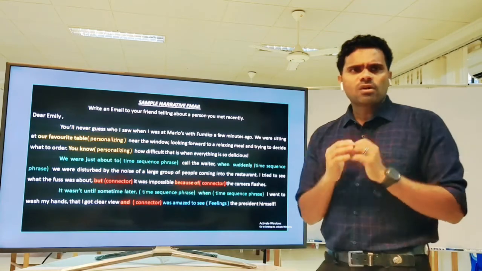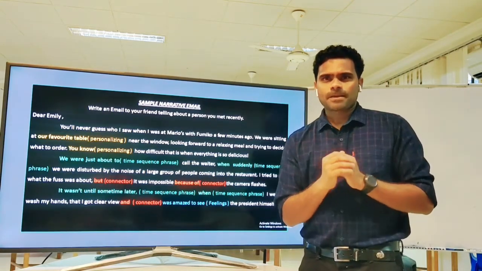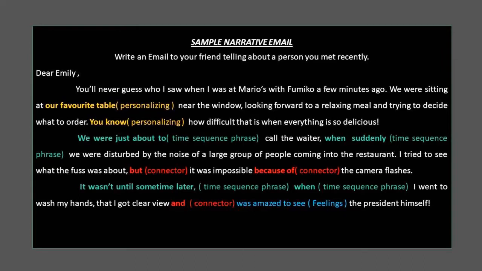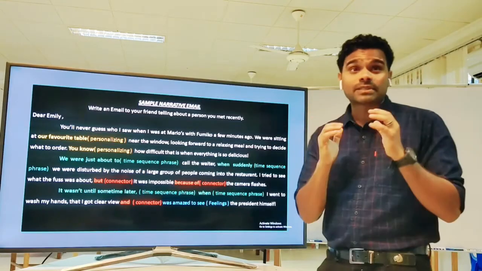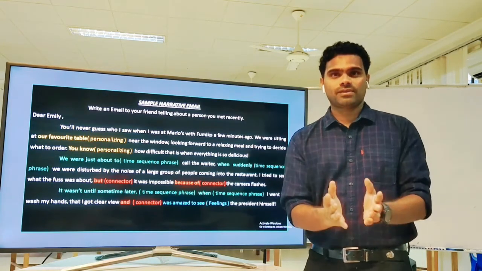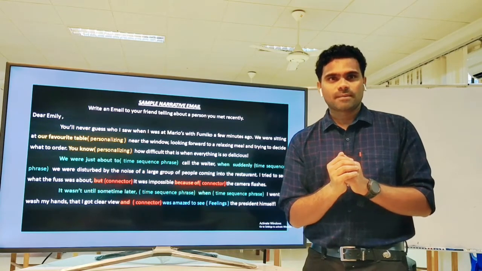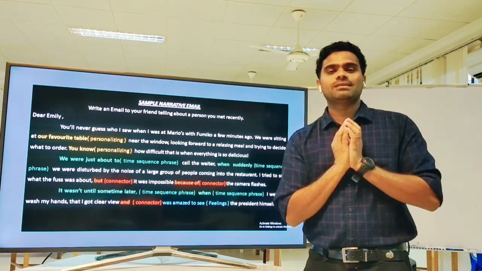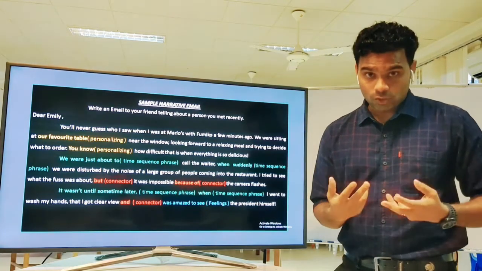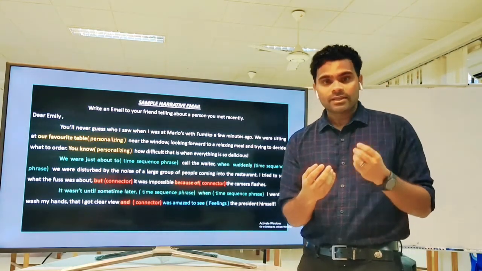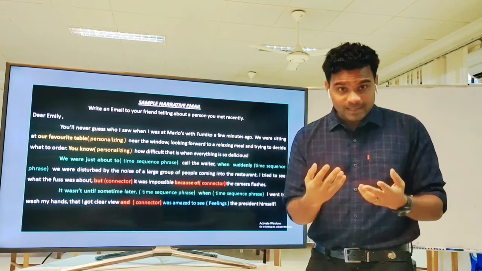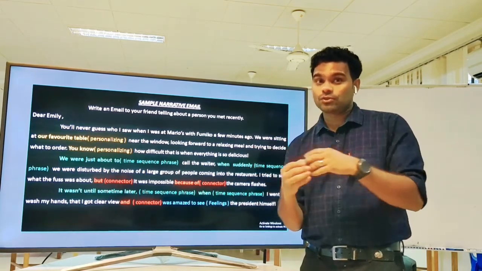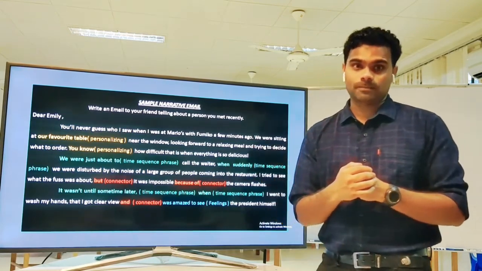Next paragraph. It wasn't until sometime later, when I went to wash my hands, that I got a clear view and was amazed to see the president himself. Here you see, it wasn't until sometime later. What is that? Time sequence phrases. When? Time sequence phrases. And was amazed to see the president himself. What is that? Feelings. I told you, you have to use at least 3 types of feelings and show your feelings according to the mood of the story. You have to change your feelings according to the mood of the story.